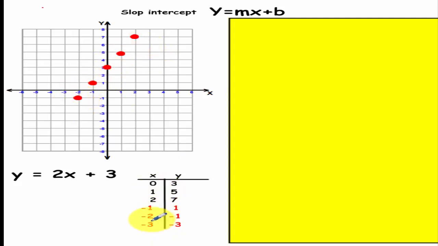Now the next one is if x is equal to negative 3, y is equal to negative 3. 2 times negative 3 is negative 6. Negative 6 plus positive 3 is negative 3. So x is negative 3, and we come down negative 3. 1, 2, 3. Look at our slope. 1, 2. See, it's all the same.